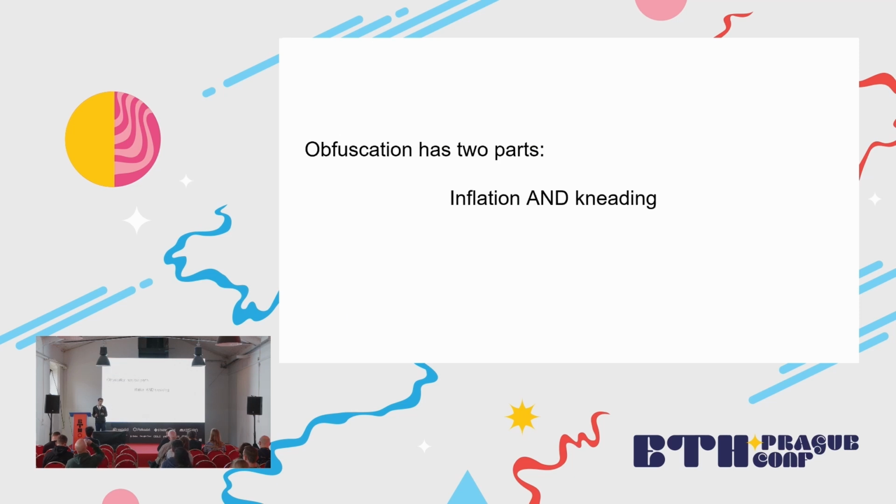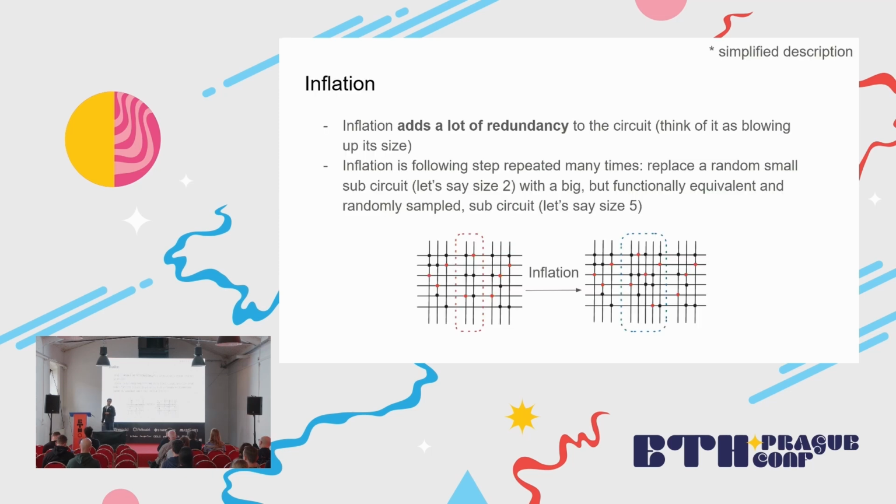And there are 2 steps to do that. I call these 2 steps inflation and kneading. What is inflation? Think of inflation as taking a small reversible circuit and adding a lot of redundancy to it. Think of it as adding a lot of complexity fat to the circuit, and you blow it up in size.